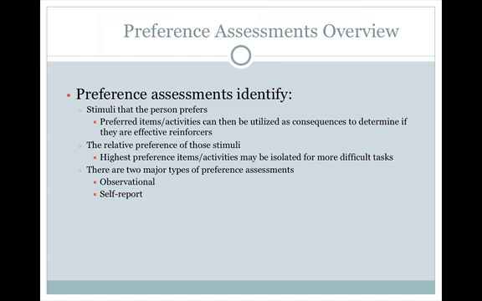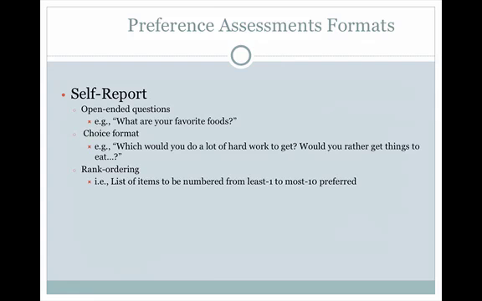Here's something I absolutely love. Here's something I like a lot. Here's something I like. Here's something I would accept. And here's something I truly do not like. And preference assessments are generally done either observationally or via self-report. Self-report might be kind of an interview, asking the individual, what's your favorite food? What are your favorite toys? What things do you like to do when you have free time? Or what would you do a lot of work for to get? And we can then rank order for the individual which items they like the most.